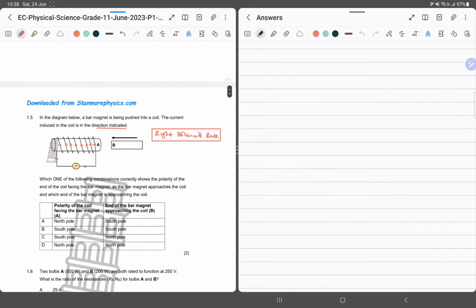So let's read further. Which one of the following combinations correctly shows the polarity of the end of the coil? We want to know, is it south or north, of the bar magnet as the bar magnet approaches the coil, and which end of the bar magnet is approaching the coil? So that's the question. We want to know this end of the bar magnet and that end of the coil in terms of polarity. Now, as we said, we're going to use our right hand solenoid rule.